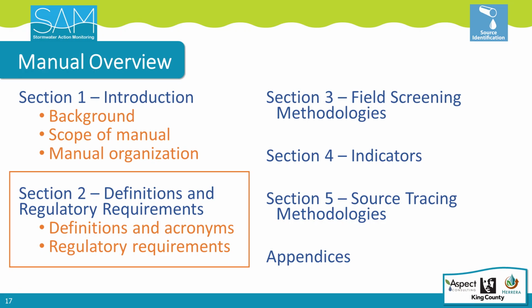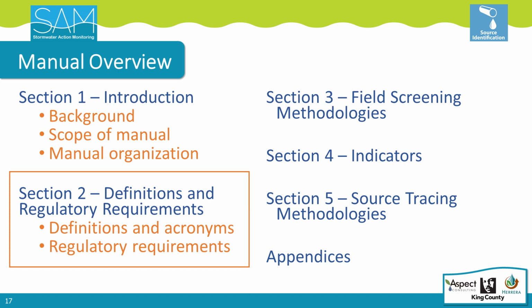So the manual is broken up into 5 main sections. The introduction section, which we talked a little bit about the background and the scope of the manual and the organization of the manual shown here. We've got a short section on definitions and regulatory requirements. Obviously very important to refer directly to your permit if you have any questions specific to those definitions, but we wanted to provide that in the manual as part of that introductory content.